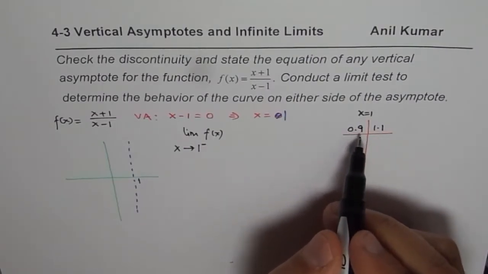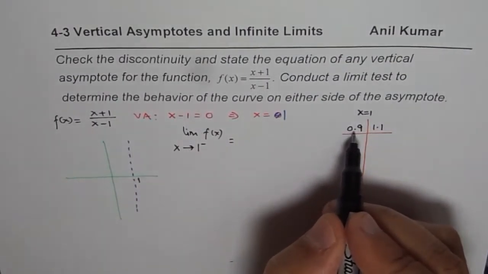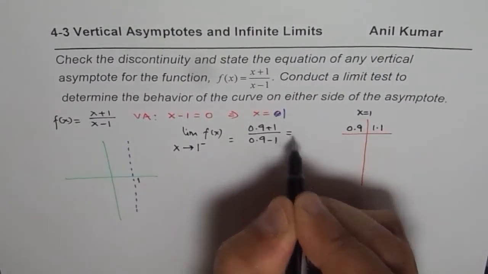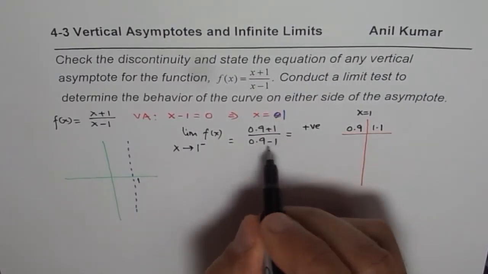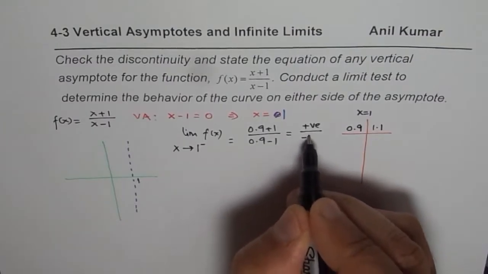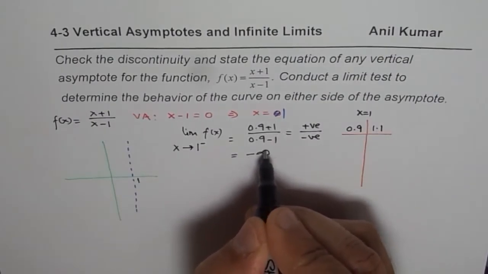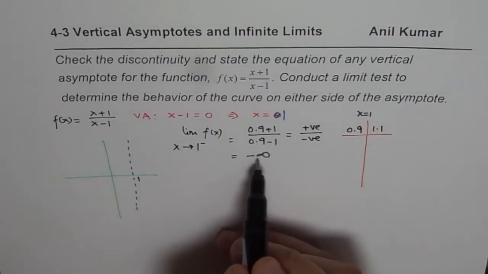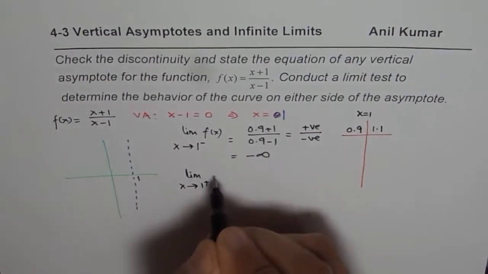So if I substitute 0.9 in the function, then what happens? Let us do that. So minus 1 means left side. I'll substitute 0.9 plus 1 divided by 0.9 minus 1. Clearly, what we have here is a positive value. We are not really interested in the number, but we are interested in the sign. So it is a positive value in the numerator divided by a negative value in the denominator. So that really means we are approaching negative infinity. Do you see that? So we can say the limit of the function as x approaches 1 from the negative side is negative infinity.